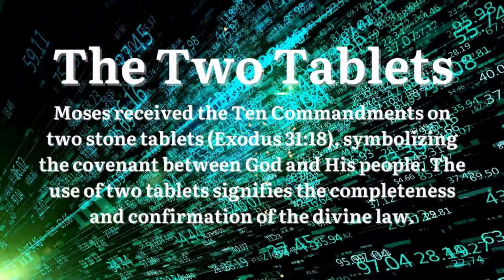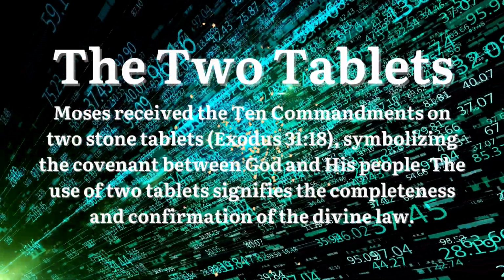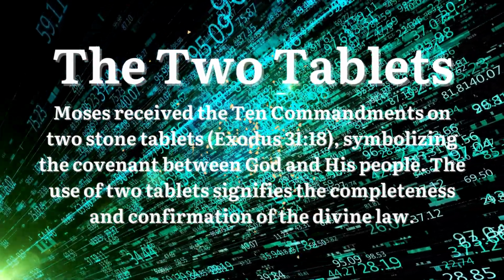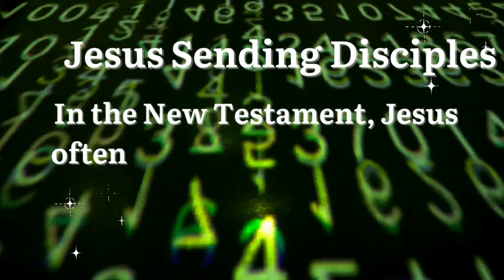The two tablets. Moses received the Ten Commandments on two stone tablets, Exodus 31:18, symbolizing the covenant between God and his people. The use of two tablets signifies the completeness and confirmation of the divine law.